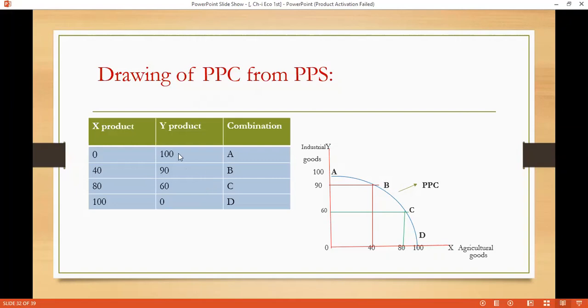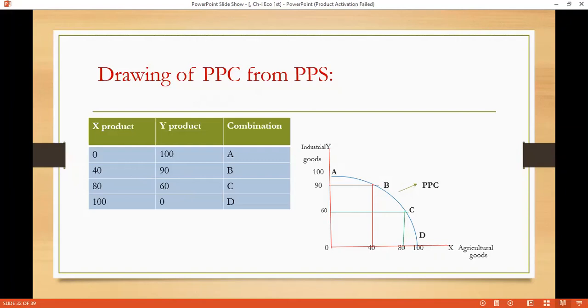In the B combination, when Y product decreases from 100 to 90, X product increases from 0 to 40. When Y product decreases more, from 90 to 60, then X product increases from 40 to 80. Because when we engage the resources for increasing X product, some resources are transferred or shifted from producing Y product to X product. That's why when X product is increased, Y product production is reduced. And that we can see in the diagram.